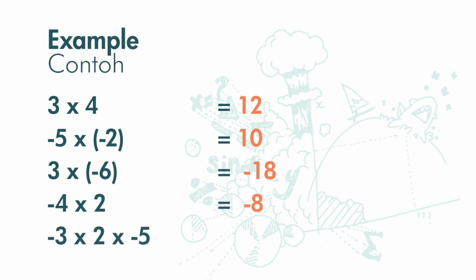-3 times 2 times -5. For this one, we do the first 2 first. -3 times 2, unlike signs. So we get negative 6. Negative 6 times negative 5. This one is like sign. So the answer is positive 30.